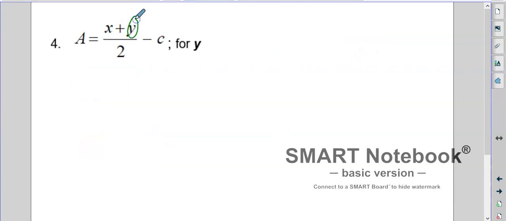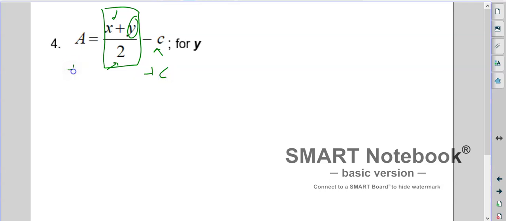Now, a little bit more work here, a little bit more going on. We're trying to get this y by itself. Now, there's a bunch of stuff attached to it. We have an x by addition, we have this 2 by division, and we have this c by subtraction. Notice how this is kind of all one thing. Let's get to that later. Let's get rid of the c first.